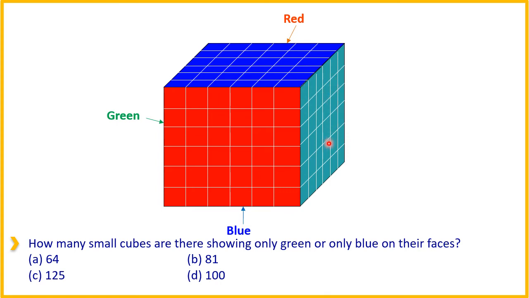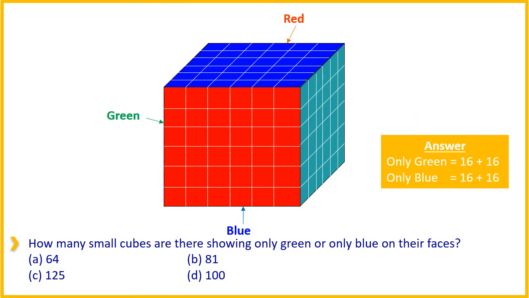So in between cubes we will consider. So the matrix of 6 by 6 will reduce to 4 by 4, because we are leaving layers: left, right, top, bottom. So 4 by 4, that is 16 cubes on this face. So obviously if 16 cubes are on this face, 16 cubes will be considered on the opposite face. So green 16 plus 16 is 32. Similarly blue also 16 plus 16 is 32. So 32 plus 32, the answer for this question is option A, 64 cubes, which have only green or only blue on their face.